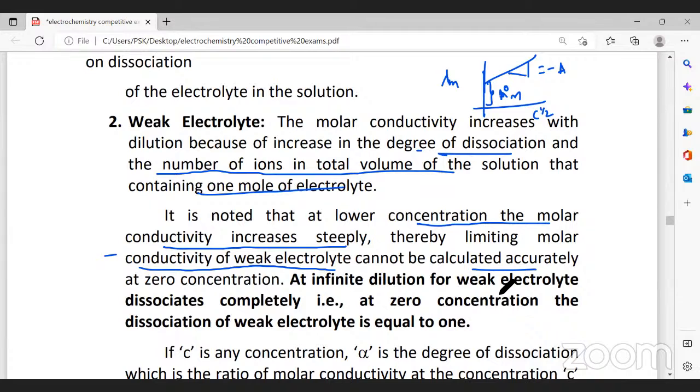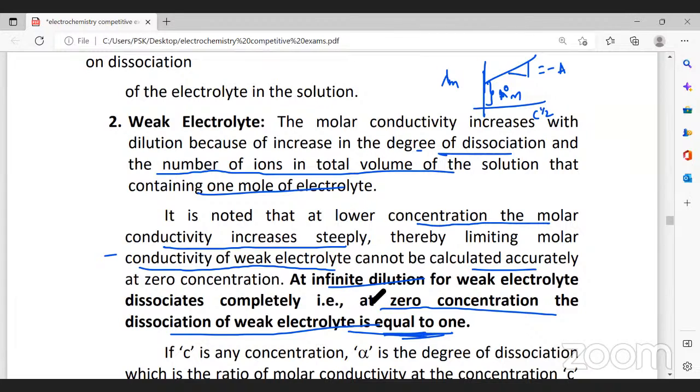At infinite dilution, weak electrolyte dissociates completely. That is, at zero concentration, the degree of dissociation of weak electrolyte is equal to 1. See, you have to understand, at infinite dilution, all the weak electrolyte will dissociate completely. So at infinite dilution, the concentration of a solution will be almost zero. Therefore, we say at zero concentration, the dissociation of weak electrolyte is equal to 1. That means it completely dissociates.